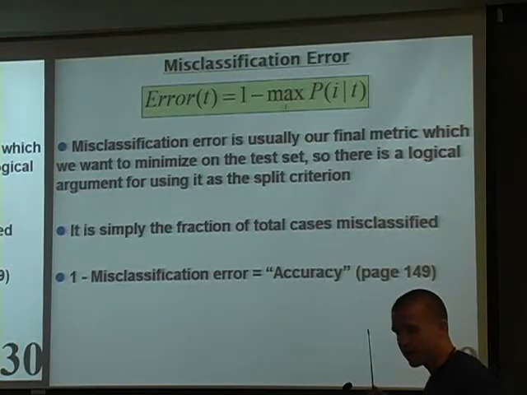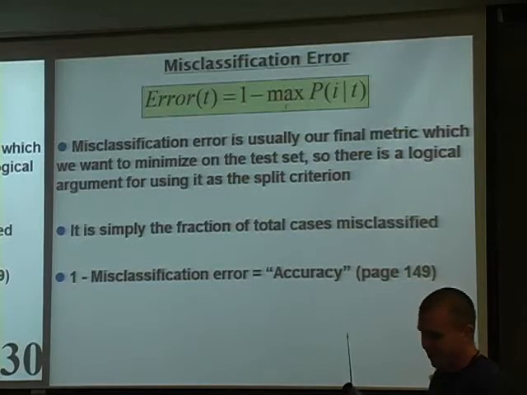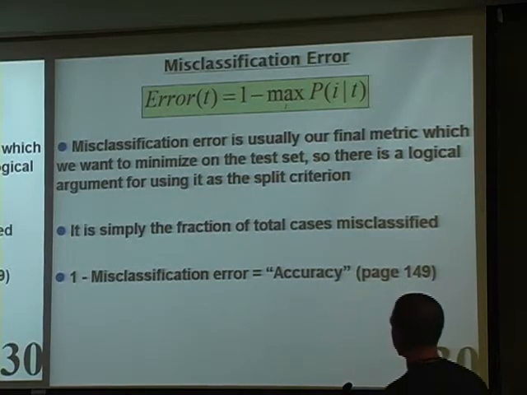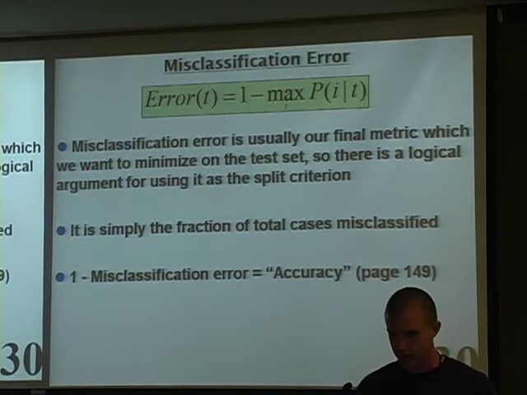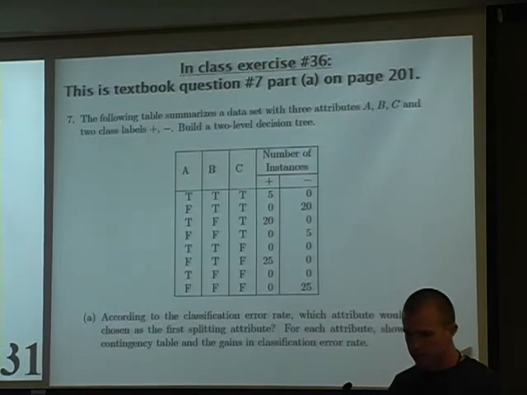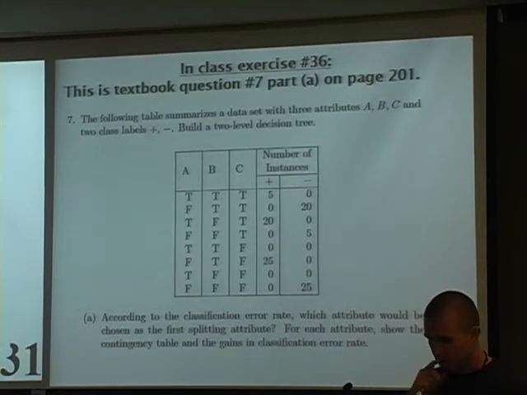I'll talk about why it also makes sense we might not, but arguably you could say let's just use misclassification error. It's simply the fraction of total cases which are misclassified, and we also use accuracy interchangeably. 1 minus the misclassification error is the accuracy. So let's take a simple example here.